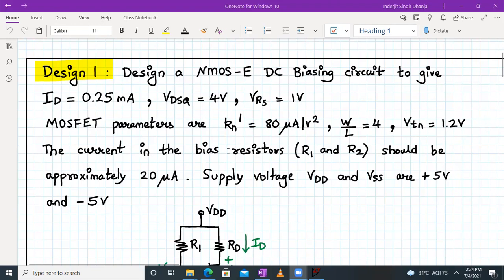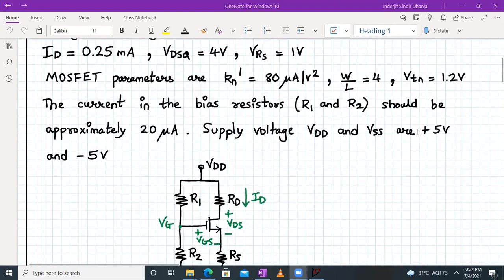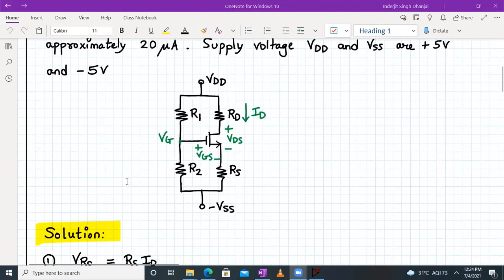Then one more condition is given, that the current in the bias resistors R1 and R2 should be approximately 20 microamperes. And the supply voltages VDD and VSS are plus 5 and minus 5. And this is the circuit which is given over here. R1, R2, RD, RS values we have to determine.